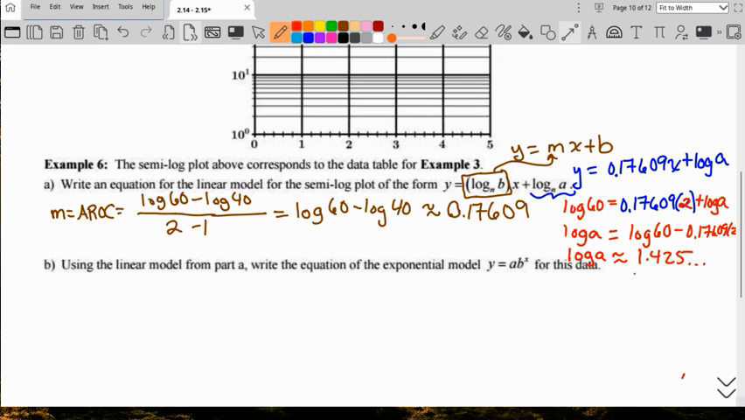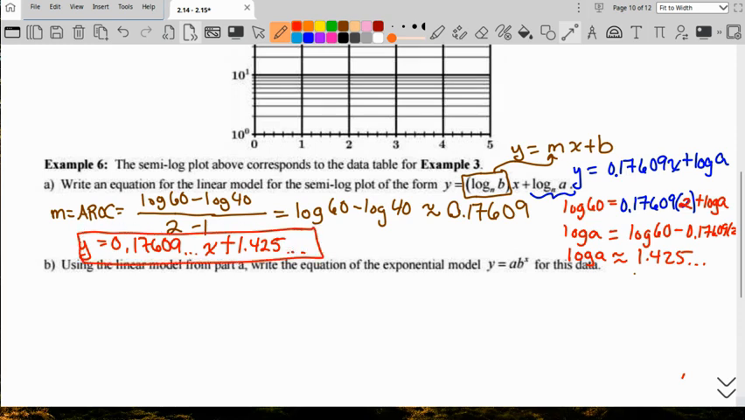Okay, so now we have our two values. And so we can go ahead and put them together. So they asked for write an equation. So let's go ahead and get our equation written. So it's going to be y equals 0.17609... because we would still use the full value, x plus 1.425... So there's our linear model.